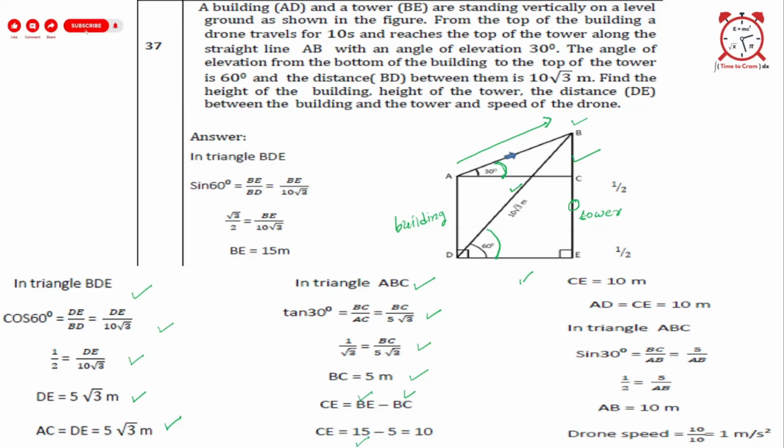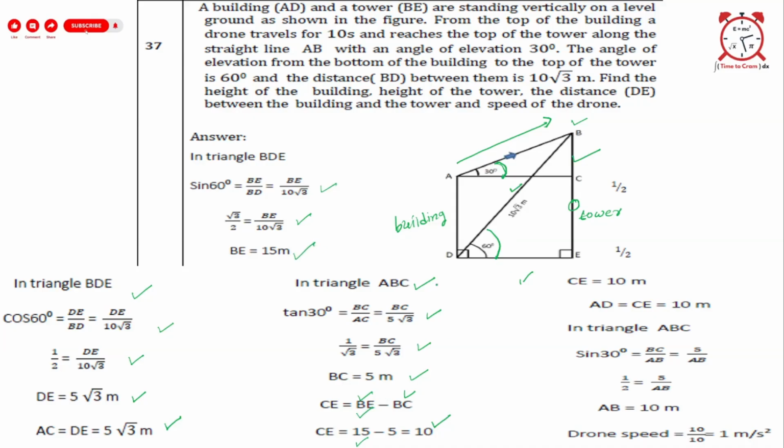BE is given as 15. Sorry, it is here 15, that we forgot to discuss. We will discuss it after completing this. In that way we can calculate BE. So BE is 15, and 15 minus 5 equals 10. In triangle BDE, this larger triangle, if we take sin 60, then we can compute BE equal to 15 meters, which we have used here.